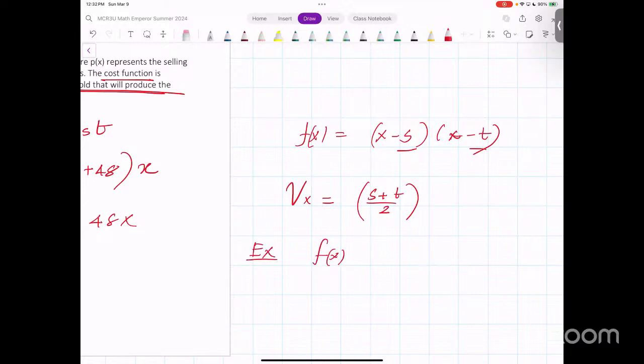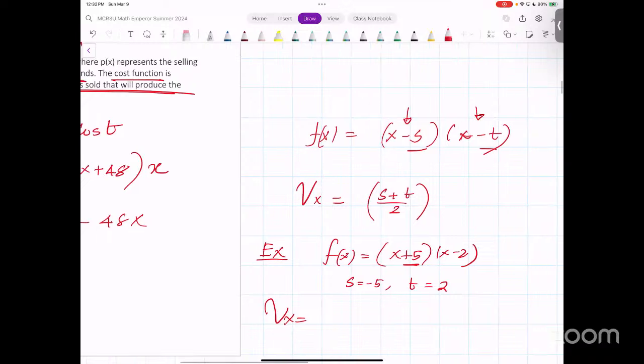So for example, f of x is equal to (x plus 5) times (x minus 2). How do I find the vertex x coordinate? I really need this to be minus x. So the s is going to be minus 5, t is going to be 2, because you need the middle sign to be negative. But when the middle sign is positive, then s is minus 5, t is 2. So how do I get this?